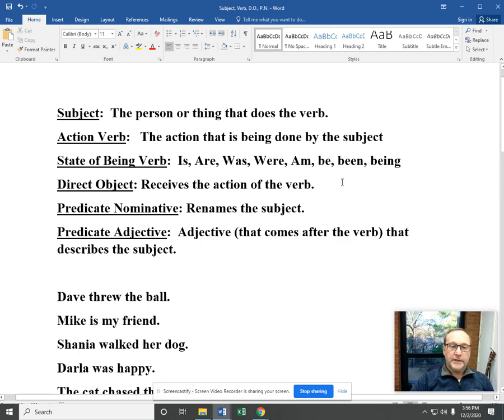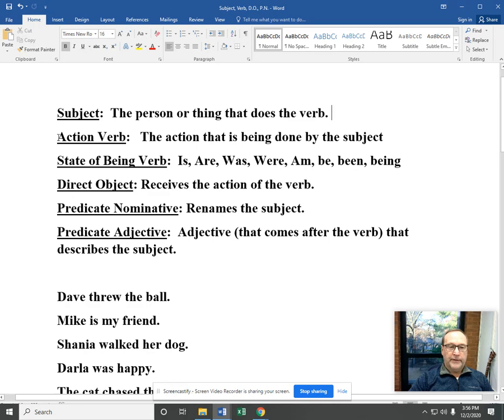Hi, today we're going to talk about some basic sentence elements and how knowing those elements can help us choose the right pronoun. So let's take a look at some things that you may already know, that every sentence has a subject, and the subject is the person or thing that does the verb, pretty simply. And we also know that every sentence has to have a verb.